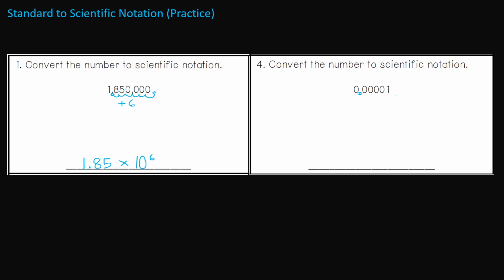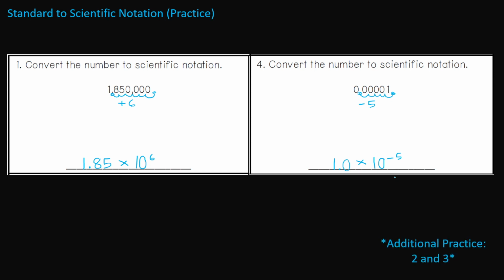Well, we need a number between 1 and 10. We need to move the decimal after the 1. So let's count the spaces in between. We've got 1, 2, 3, 4, 5 places. And since this is a small number, our exponent will be negative. So our number between 1 and 10 is 1. We can write 1.0 or just 1. And then times 10 to the negative 5th power.